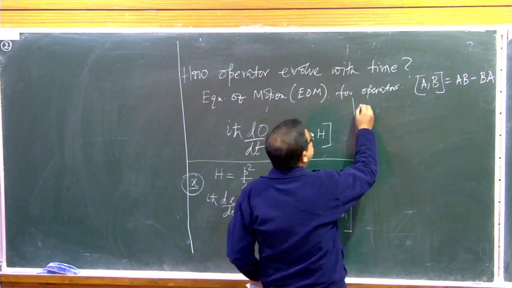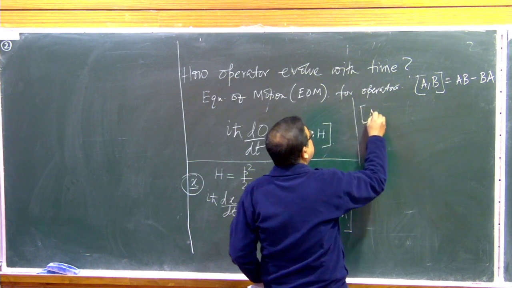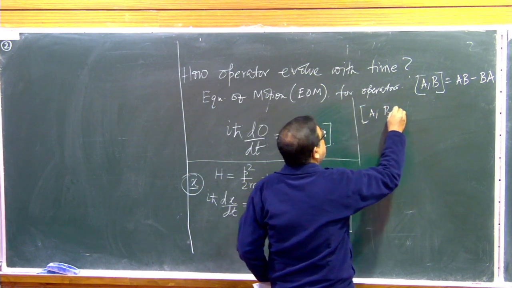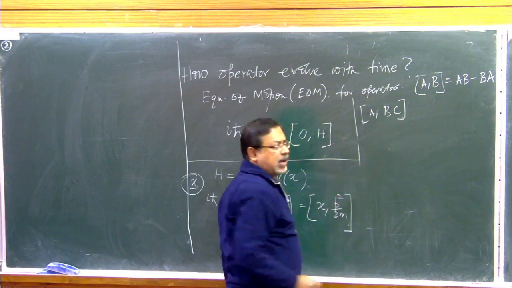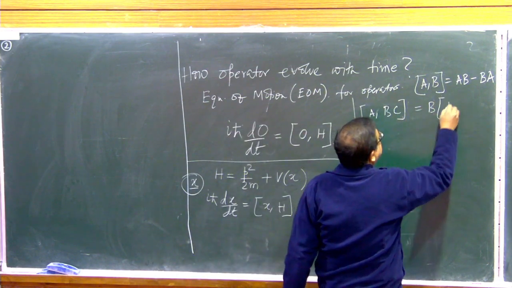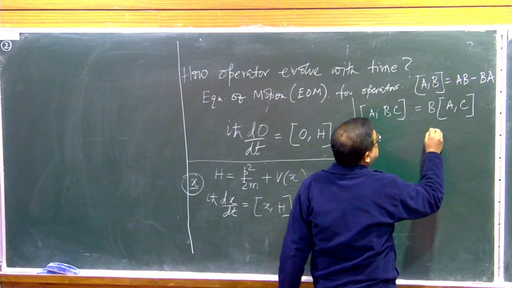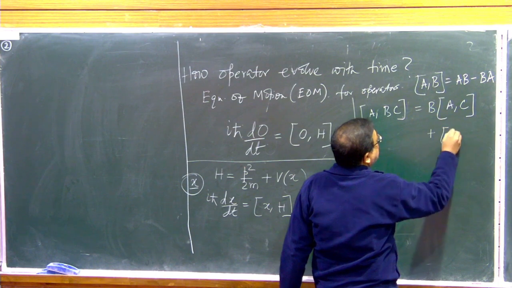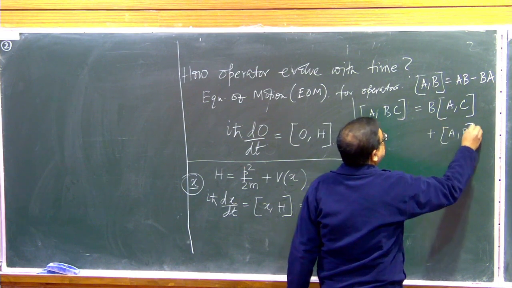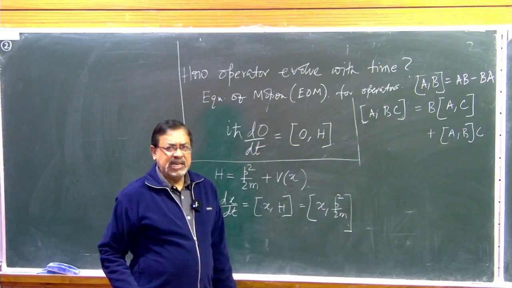I will use a commutation relation which is between three operators A, B, C. This is [A, BC] = B[A, C] + [A, B]C. That's the formula. You can easily check this formula.